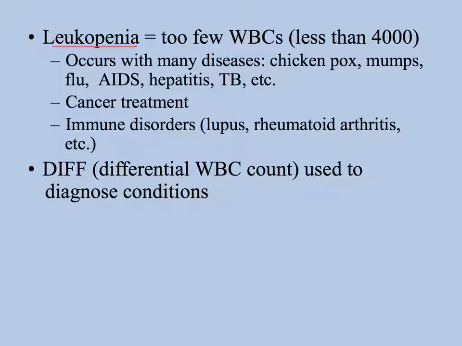Doctors will use something called a DIF, or differential white blood cell count, to diagnose conditions, because of the different ratios of the five different white blood cells. One may be elevated or another may be depressed in a particular disease state. So by looking at the ratios between all the different types of white blood cells, it can help make a diagnosis.